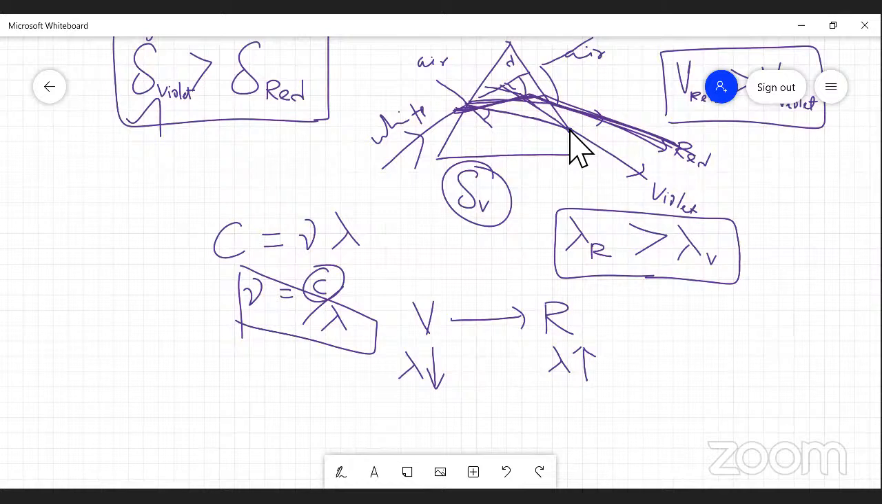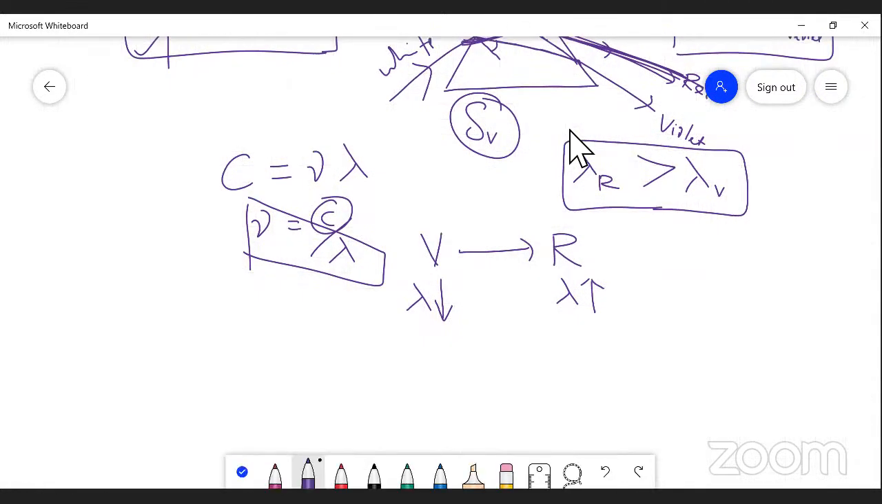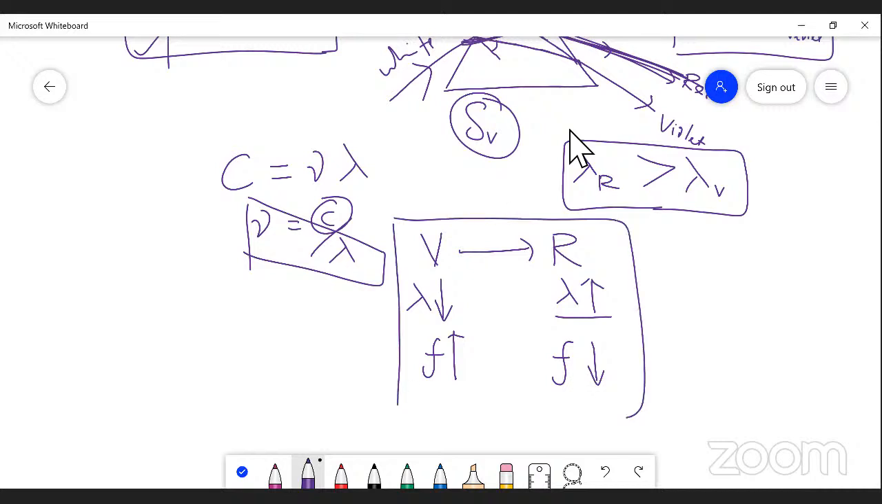See, if I want to compare the frequency of violet and the frequency of red: wavelength is maximum and inversely proportional, so the frequency is minimum. And where the wavelength is minimum, the frequency is maximum. This is another main point for colors, from violet to red and red to violet. Wavelength is maximum for red color and minimum for violet. Wavelength and frequency are inversely proportional.